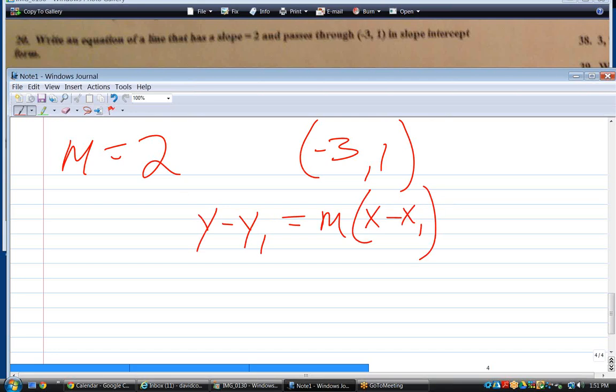Use this slope and point to solve this. In other words, this is a good format to use. Point slope, we have a slope and a point. So that sure makes sense that this is what we would use.